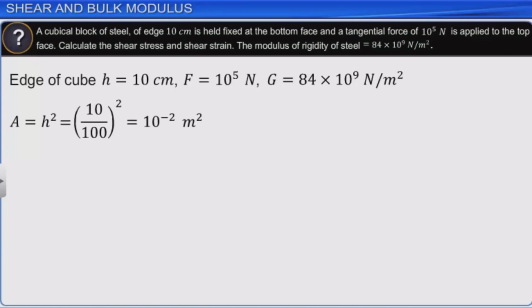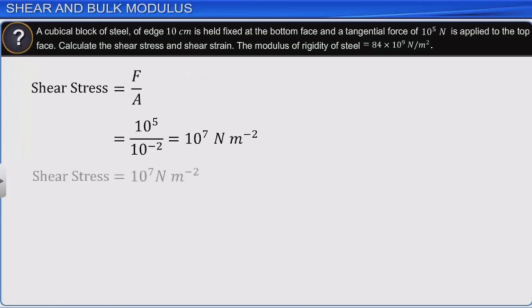Shear stress is the ratio of the tangential force F to area A. Substituting the values of F and A, we get shear stress to be 10 to the power 7 newtons per meter square.